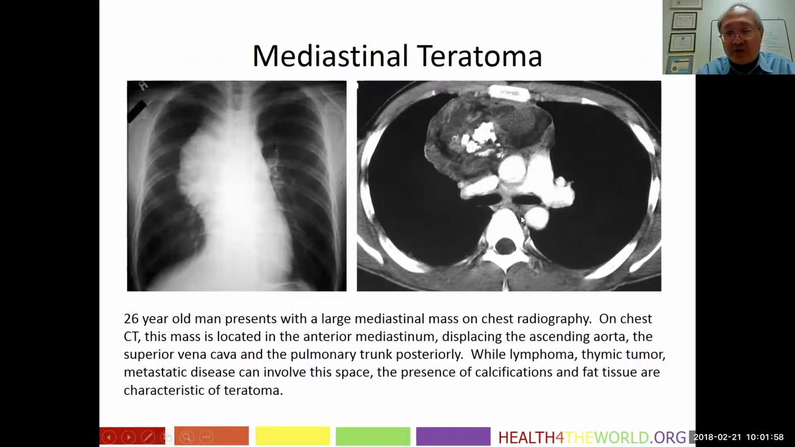Now, what is interesting about this mass is that we see a mixture of soft tissue density, calcium in thick clusters and conglomerates, but also, more importantly, we see fat. There are multiple representations of fat inside the structure. While lymphoma, myeloma, and other metastatic disease in the anterior mediastinum could involve this space, very few will present this kind of mixture of calcium as well as fat, and this is a fairly typical presentation of mediastinal teratoma.